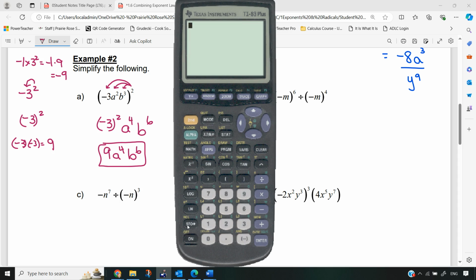Now I can actually use my calculator to store these values as well. So I can tell the calculator that 2 is going to be stored as alpha A, and 3 is going to be stored as alpha B. So now instead of typing in those numbers, I'm just going to type in my letters. So my first expression here says -3a squared b cubed and then all squared. So I'm going to have -3 times alpha a squared times alpha b cubed and then all squared. And that should give me the same answer as my simplified expression.